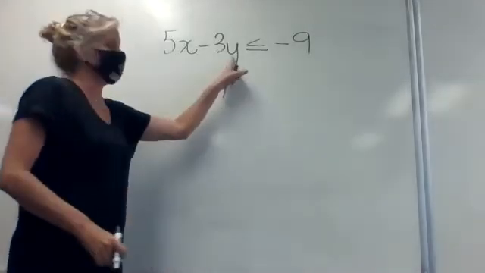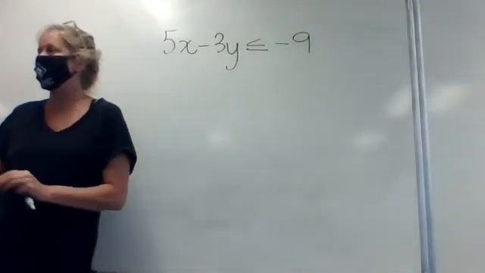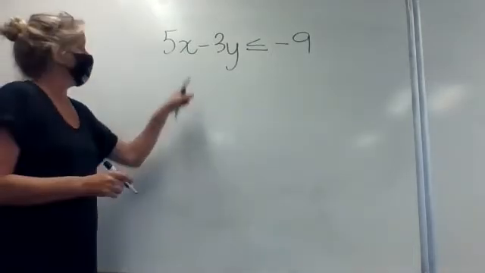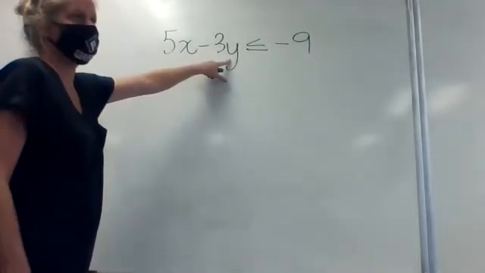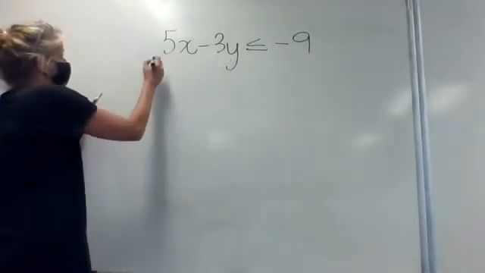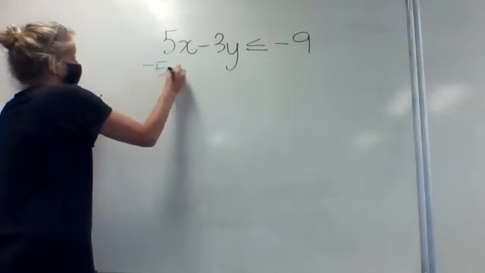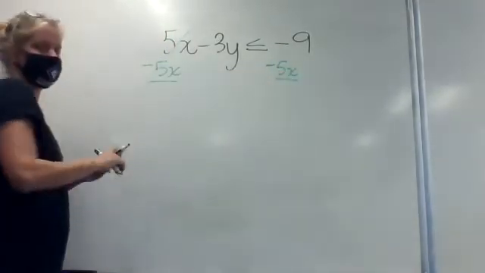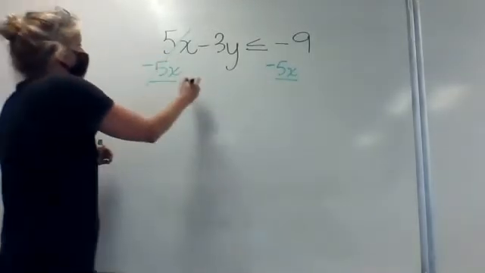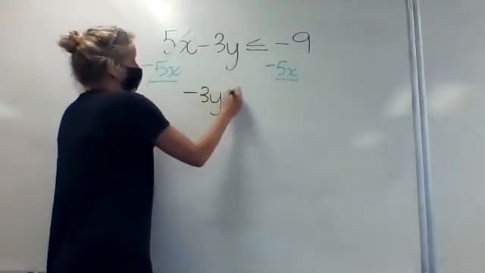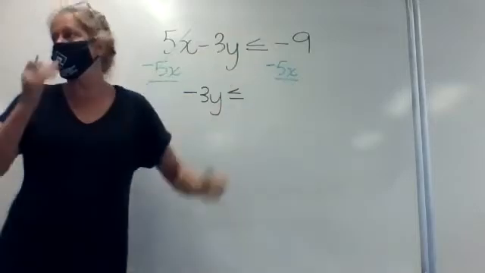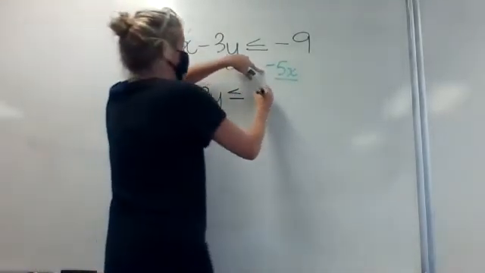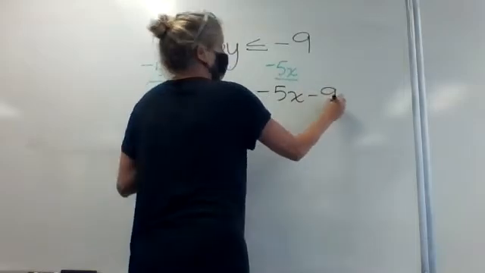So, like I said, if your y is not by itself, you're going to have to take care of that first. So, here's what I want alone. I need to get rid of the 5x, so I'm going to subtract it off of both sides. So now I have -3y is less than or equal to. These are not like terms, right? So I'm just bringing them both down separately. So I have a -5x and a -9.